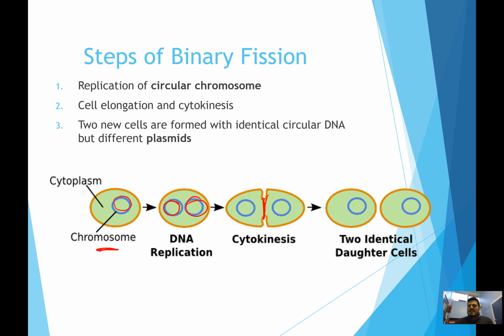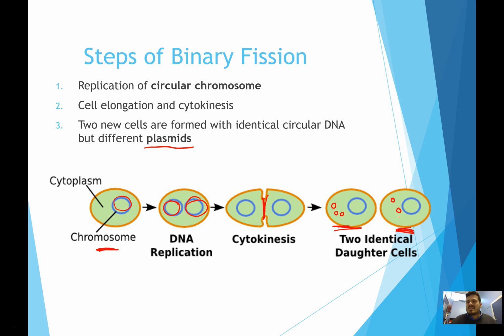The only difference is these things that we call plasmids, and in this picture it's not represented, but these little tiny circles of DNA are just split into the 2 cells. So for example, the cell on this side might get a few of the plasmids, and the cell on this side might get some different plasmids.